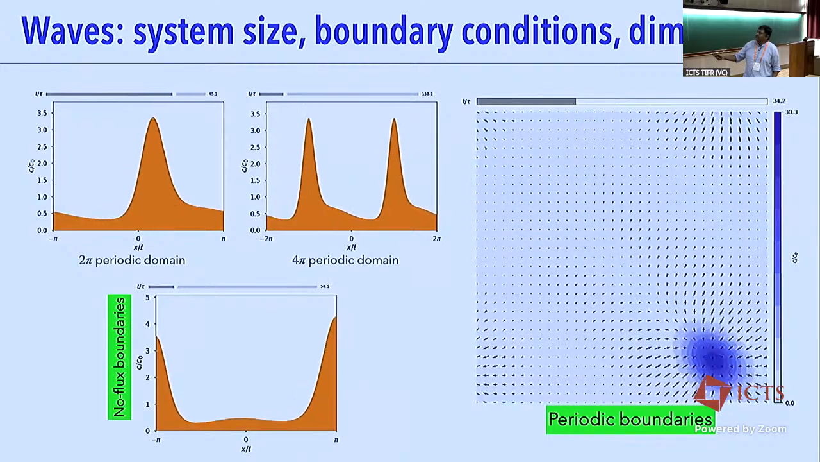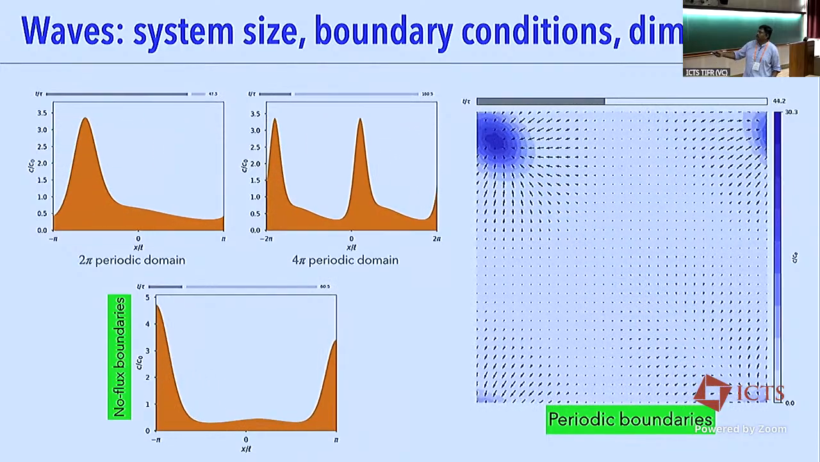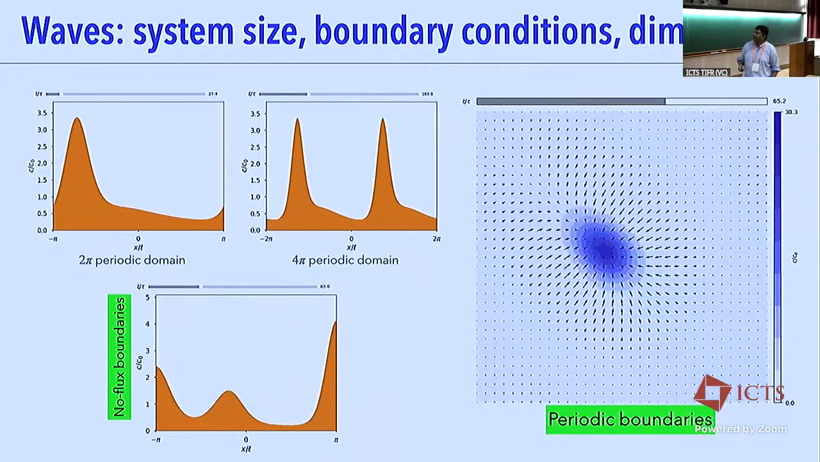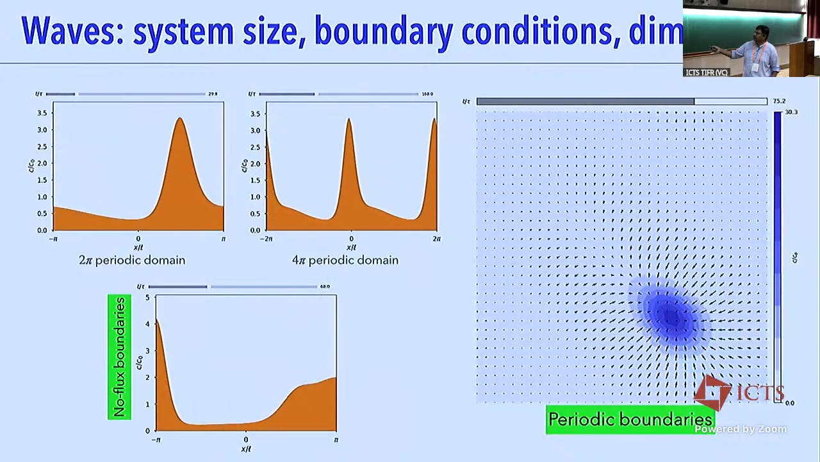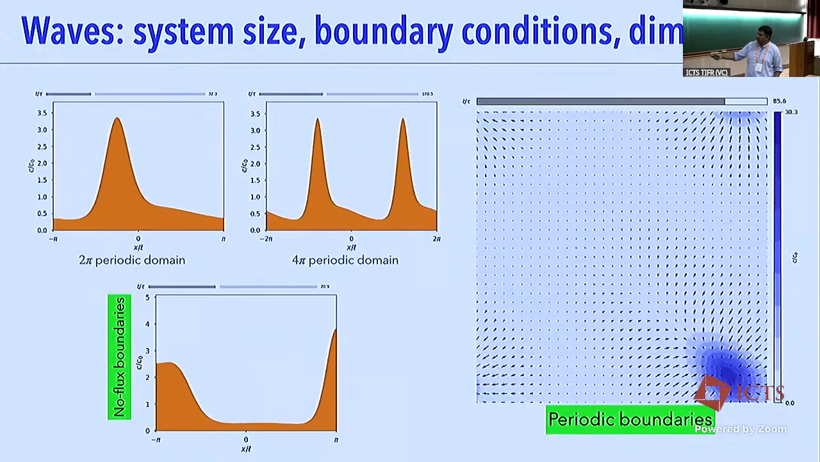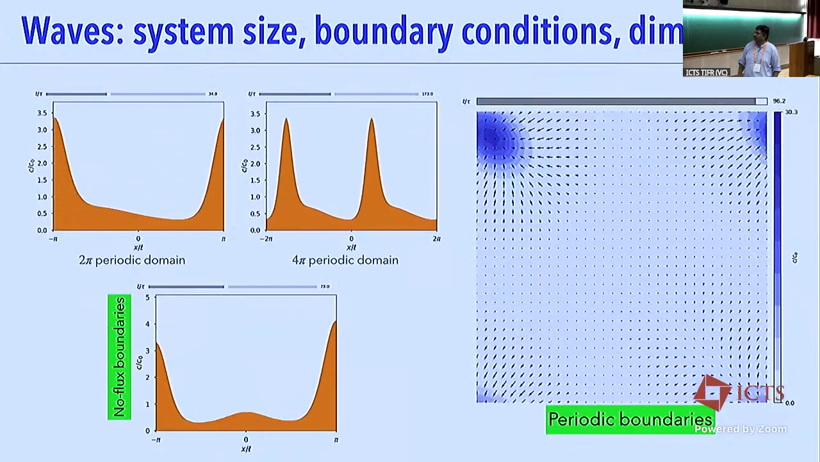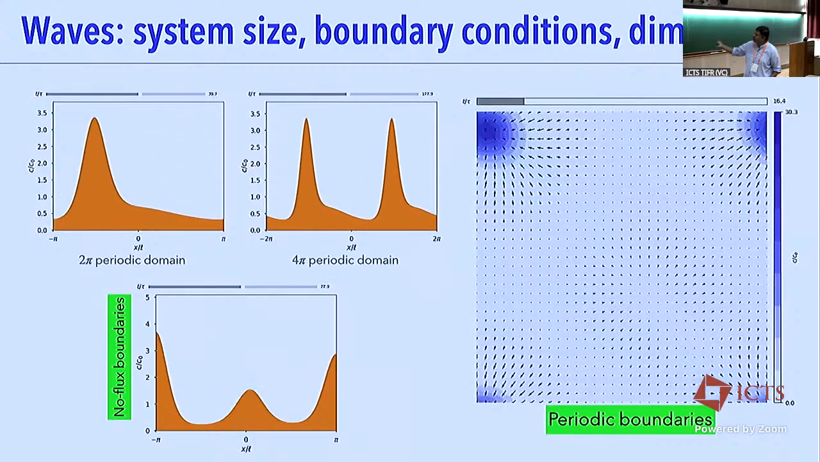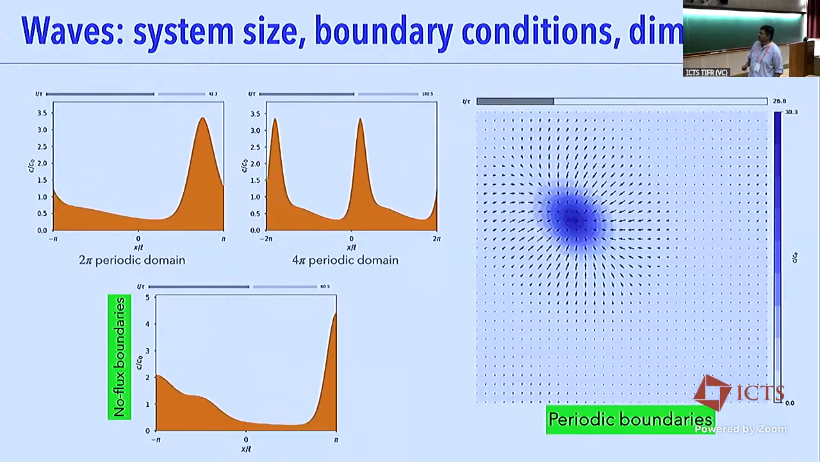So if you take the domain and make it, let's say, double the size, you get 2 peaks. So this is not something like an advective instability. This is actually something where there's an intrinsic length scale. Like I showed you, if you have no flux boundaries, you get sloshing waves. It seems to work in 2 dimensions with periodic boundary conditions, and also with no flux boundaries, that we have seen in the numerics.